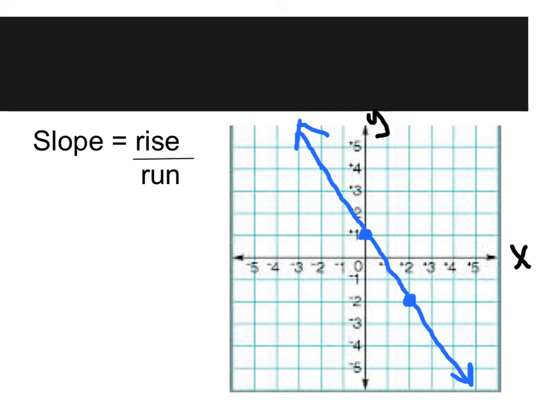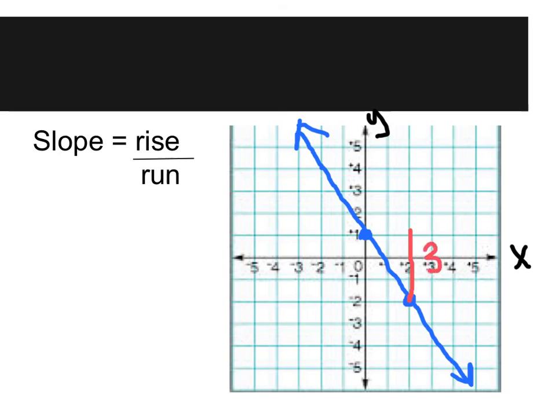And now we're going to find the slope. The slope is rise over run. We're going to use our right triangle to help us find the rise and the run. So starting on our first point at 2, -2. To get to our next point, we're going to go up 1, 2, 3 spaces. So our rise is +3 when we go up on the graph.